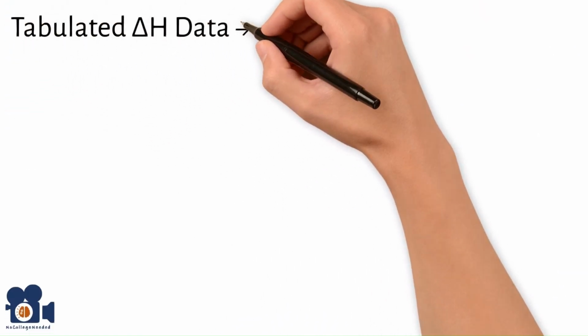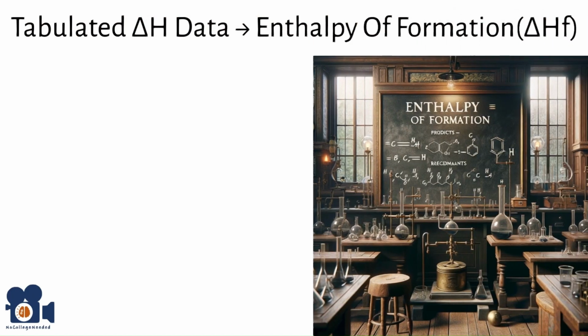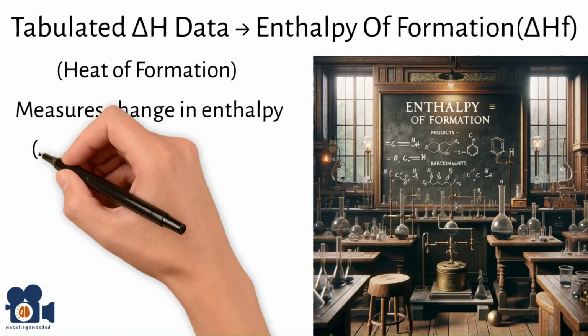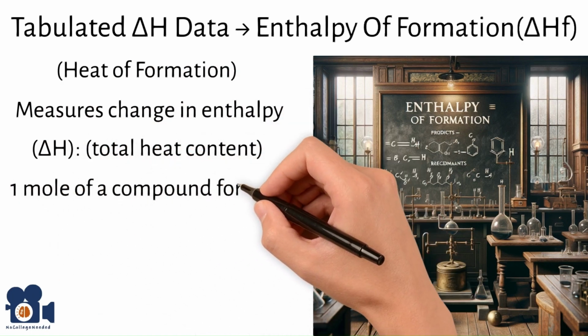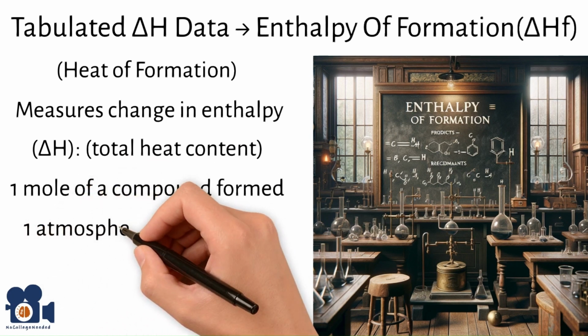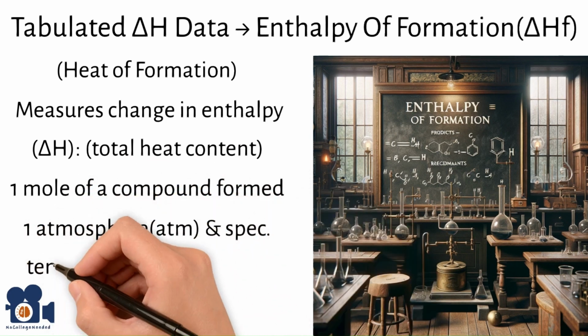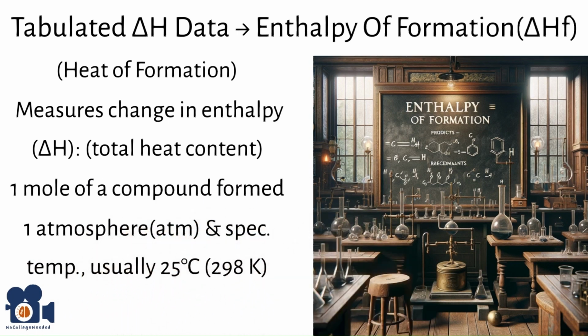The tabulated delta H values also lead to the idea of enthalpy of formation, delta Hf, often referred to as heat of formation, and when used in conjunction with Hess's law, this is a powerful tool for scientists. The enthalpy of formation is a thermodynamic quantity that measures the change in enthalpy, total heat content, when 1 mole of a compound is formed from its constituent elements in their standard states at a pressure of 1 atmosphere, atm, and a specific temperature, usually 25 degrees Celsius, 298 Kelvin, where it's most stable.